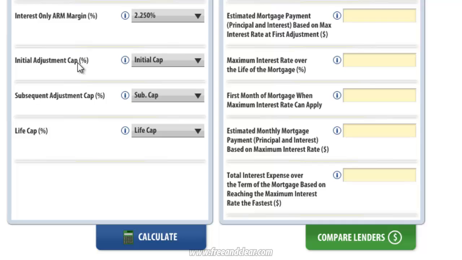The next input is the initial adjustment cap, which is a cap that limits the change in interest rate for the initial adjustment period following the interest-only period. So in this case, year 8 of our mortgage. The initial adjustment cap varies depending on the length of the interest-only period, and I'm going to select 5% in this example.